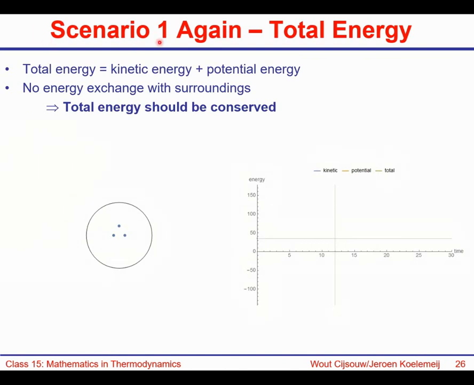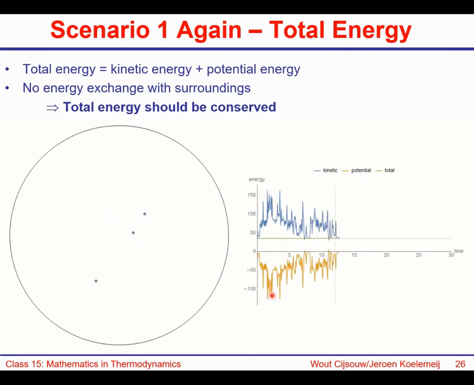So this is again scenario 1, strongly interacting molecules. Blue is the kinetic energy, yellow is the potential energy, and green is the total energy. And this is what happens when we run the simulation. It turns out that each time the kinetic energy increases, there's a corresponding decrease of the same size but opposite sign in the potential energy. And the sum of the 2 is this green line, which is perfectly flat. It doesn't change. It's the same height, same level, before and after the expansion.